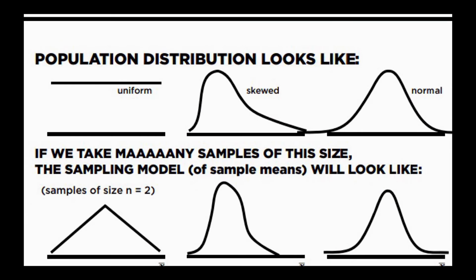Okay, so picture that I have a population that all looks the same. That means there's the same chance. For example, 20% of the students in the class get an A, 20% get a B, 20% get a C, 20% get a D, 20% get an F, right?